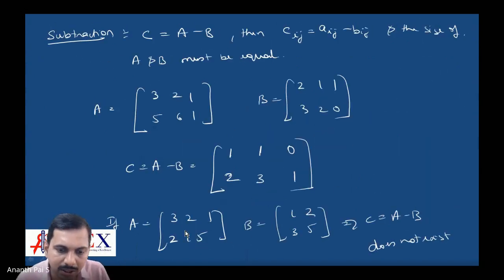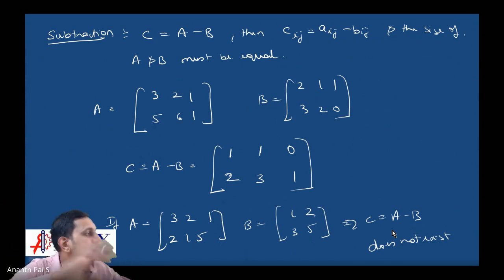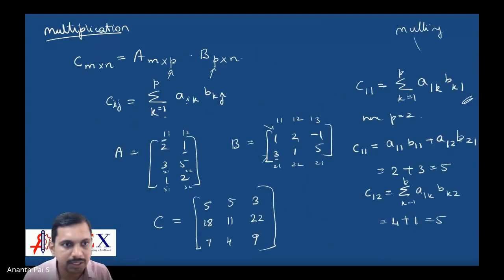Now for A minus B, if they are not of the same order, if they are not of the same dimensions, then you cannot perform this, because these are two different types of systems. It's like apples and oranges. You cannot do that. It should have the same dimensions. Correct. Next, multiplication. I hope you know matrix multiplication. I don't have to tell you again. I'll skip this.